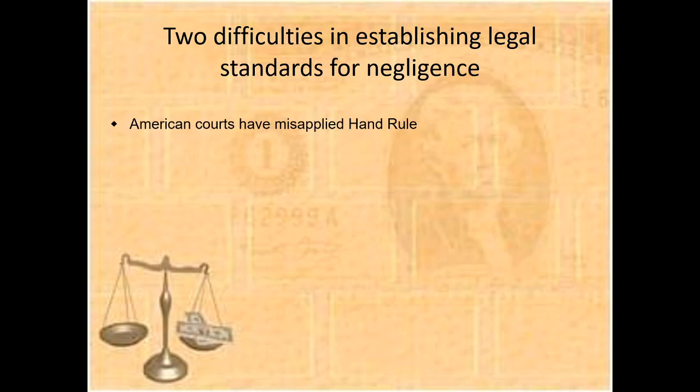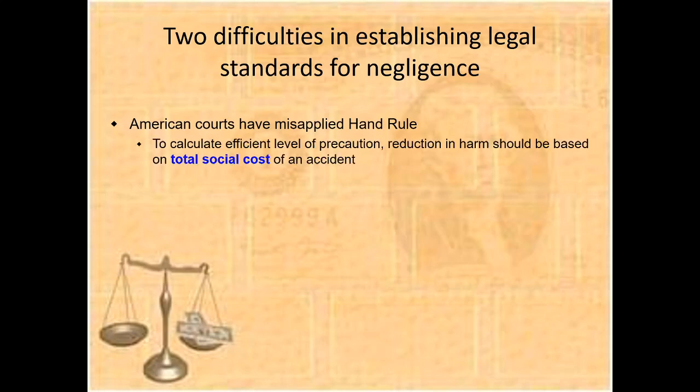So there are two difficulties in establishing the legal standard of care. American courts have very often misapplied the Hand rule. To calculate the efficient level of precaution, the reduction in harm should be based on the total social cost of an accident. This is a very important point to keep in mind. So far, what we have said is that the cost is not always private, especially if other parties are involved.